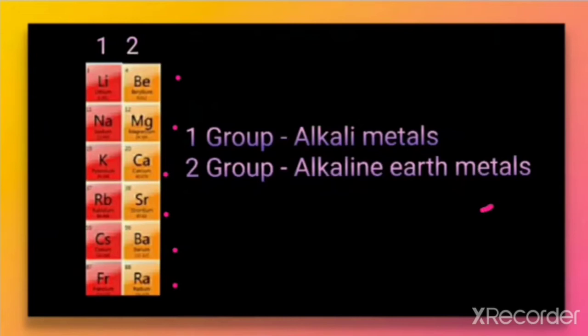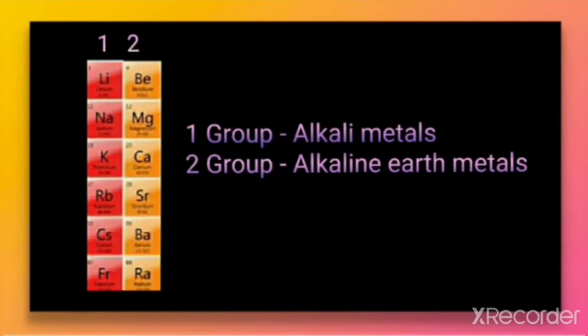These metals, with the exception of beryllium, are commonly called alkaline earth metals because their oxides and hydroxides are alkaline in nature, and these metal oxides are found in the earth's crust. So we need to discuss the details of these elements, that is group 1 elements, alkali metals, and group 2 elements, alkaline earth metals.